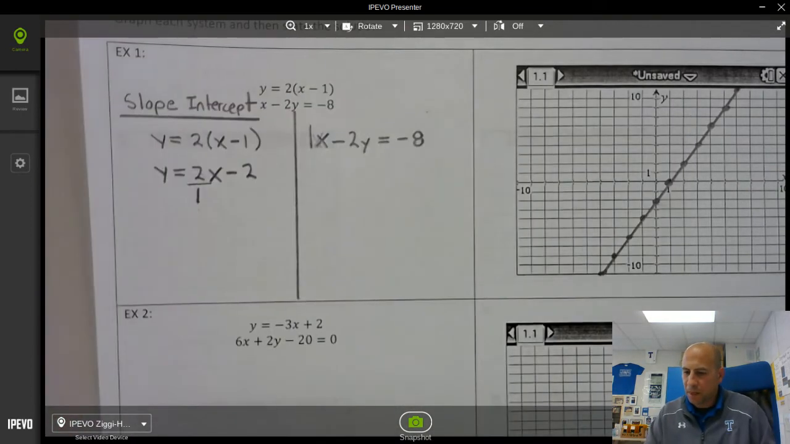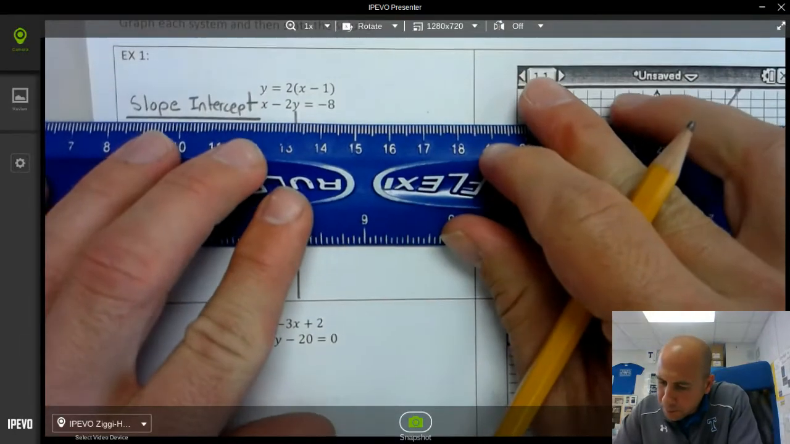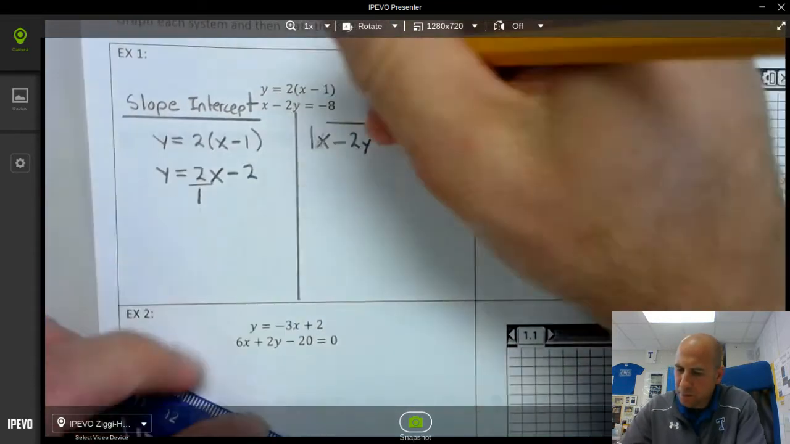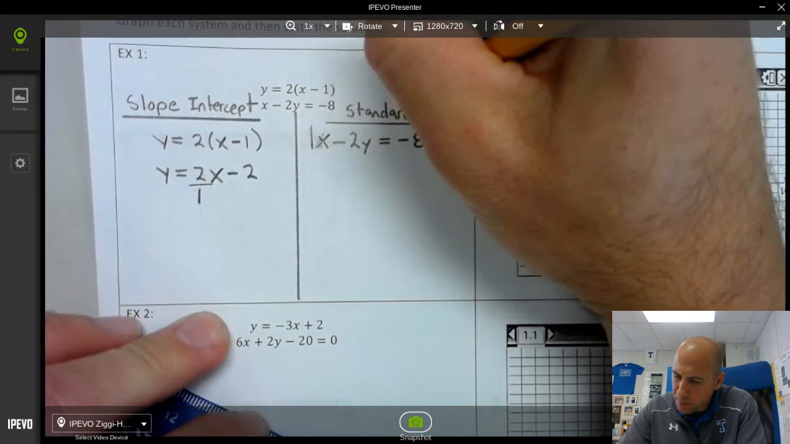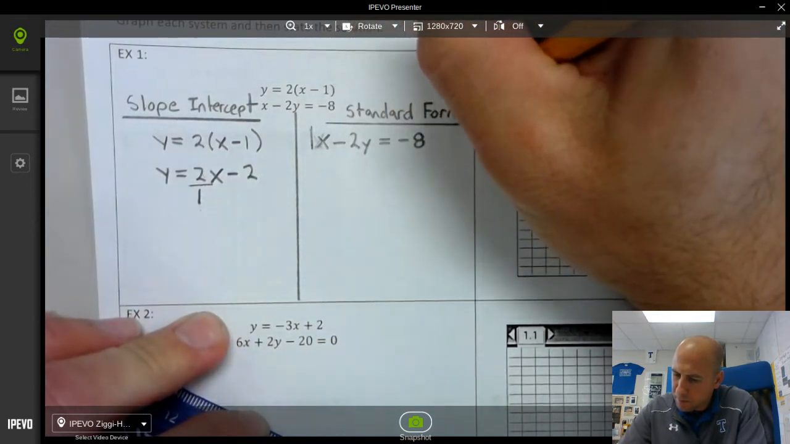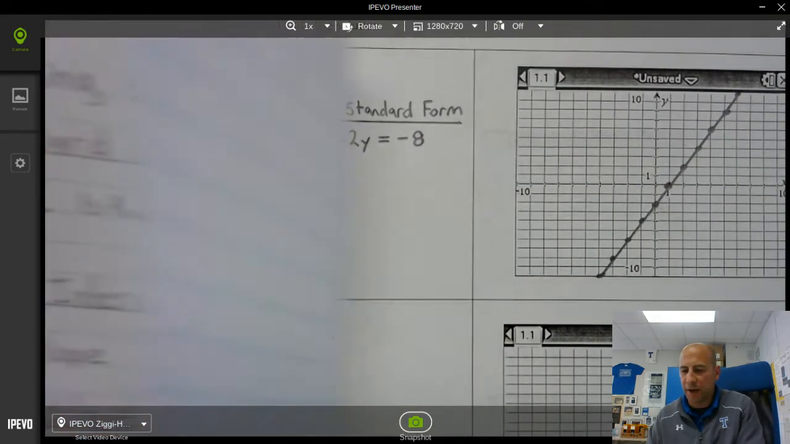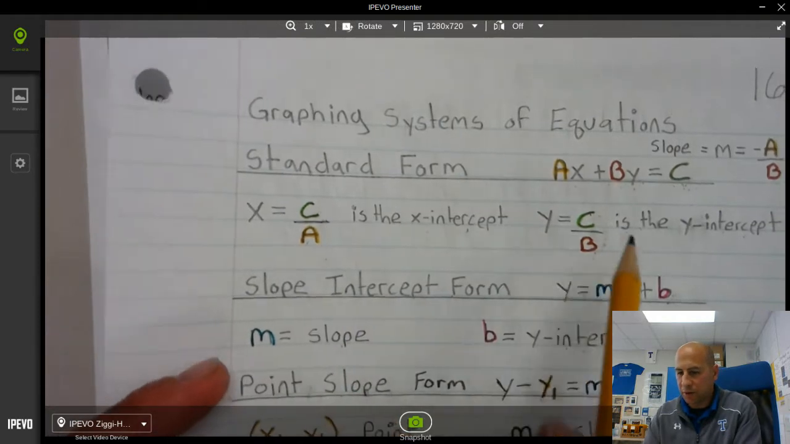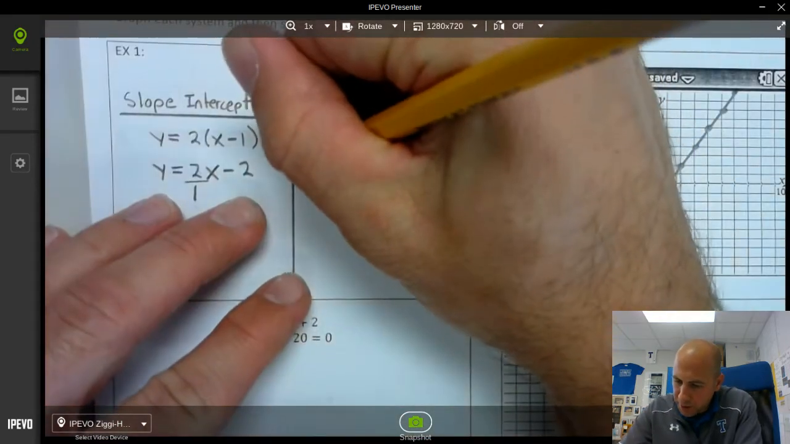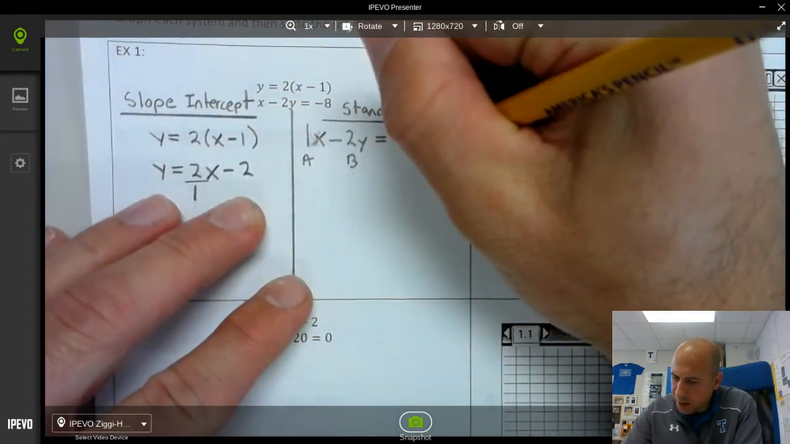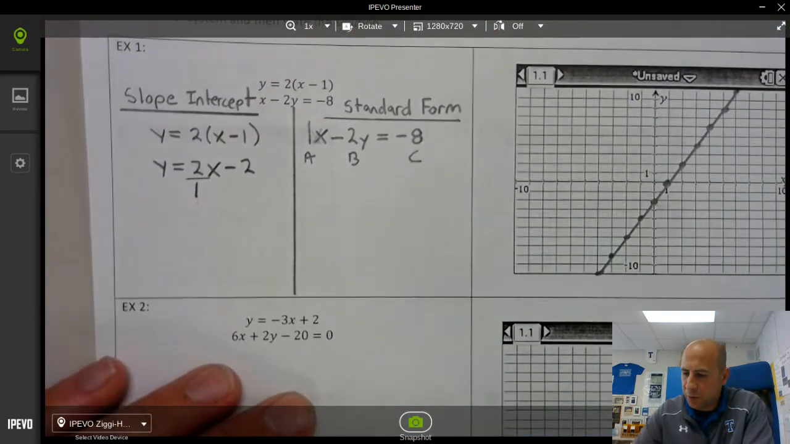Okay? So this is standard form. Okay? So standard form, we know we can graph with the x and y intercept. Okay? But we need to know what a, b, and c are. So 1 is a, negative 2 is b, and negative 8 is c. So now we know that, we can find the x-intercept.